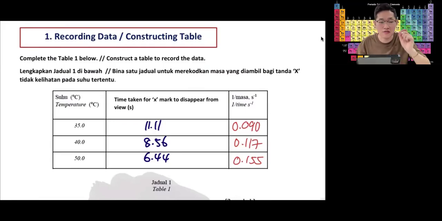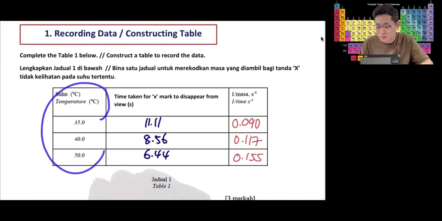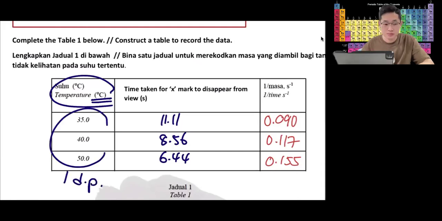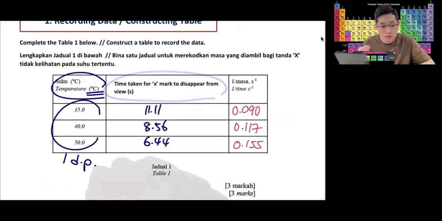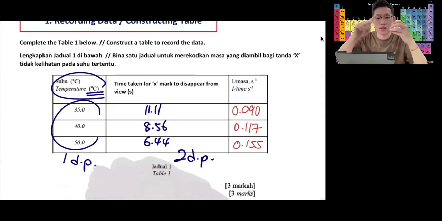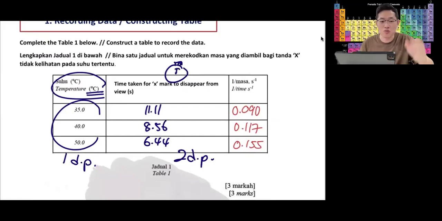This is what you have to be careful about. When you are writing the temperature into your table, remember to put the unit, and one decimal place for temperature. Then the time taken for the X mark to disappear from view: if you are using a digital stopwatch, the LCD one, you have to give 2 decimal places. If you are using the old school analog stopwatch, you have to give 1 decimal place.